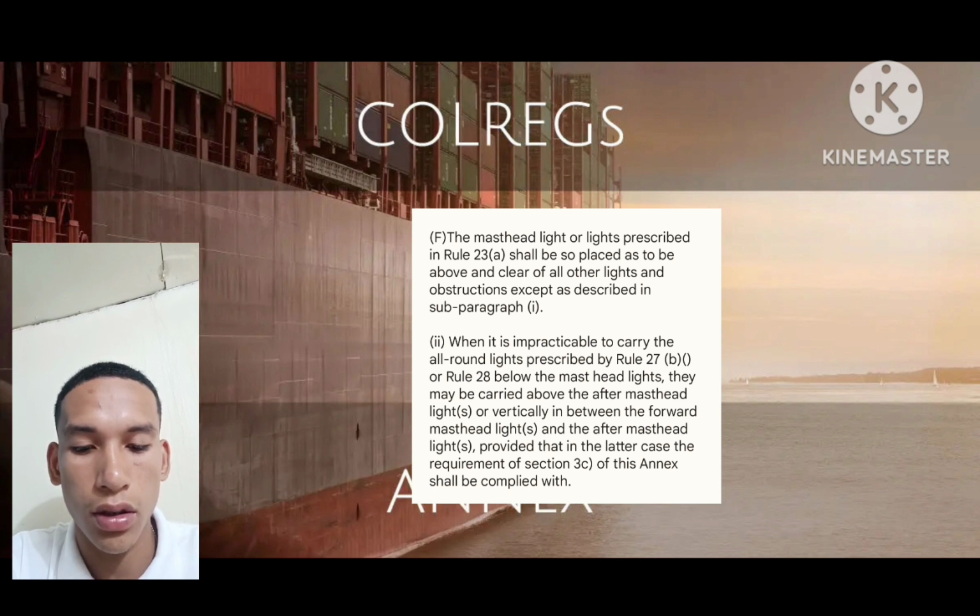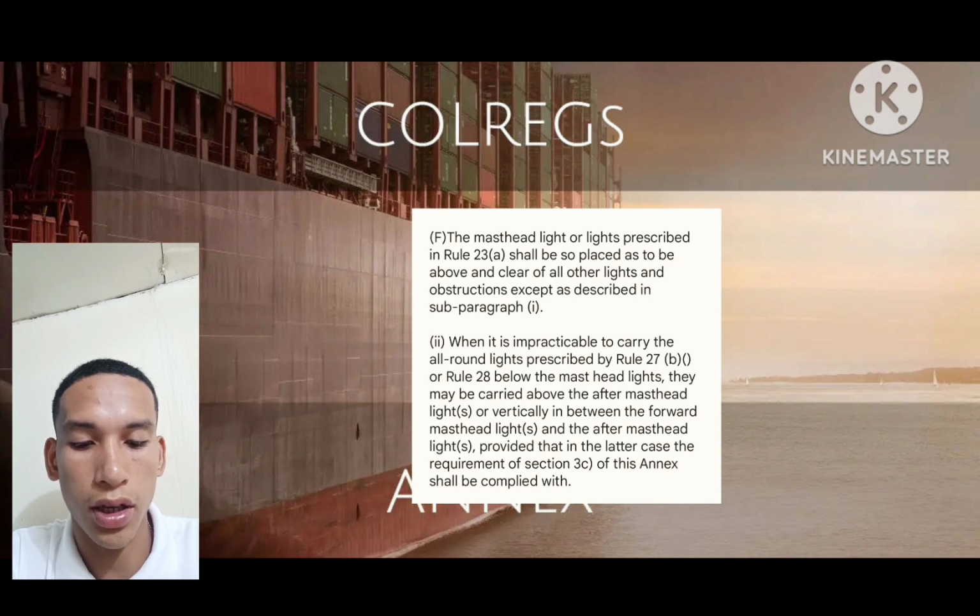When it is impracticable to carry the all-around lights prescribed by Rule 27(b) or Rule 28 below the masthead lights, they may be carried above the after masthead lights or vertically in between the forward masthead lights and the after masthead lights, provided that in the latter case the requirements of Section 3(c) of the Annex shall be complied with.